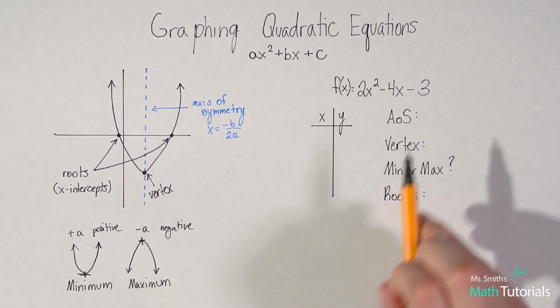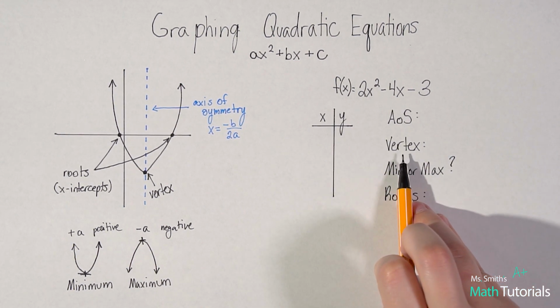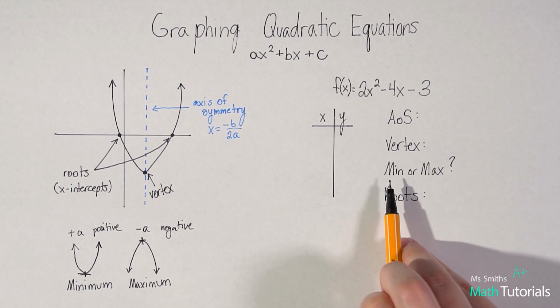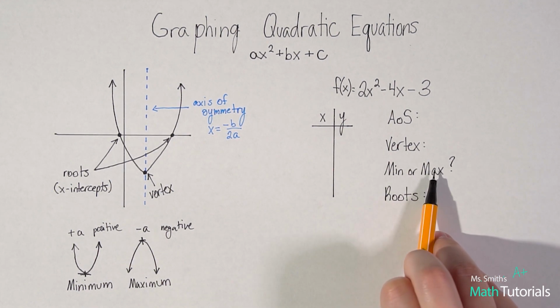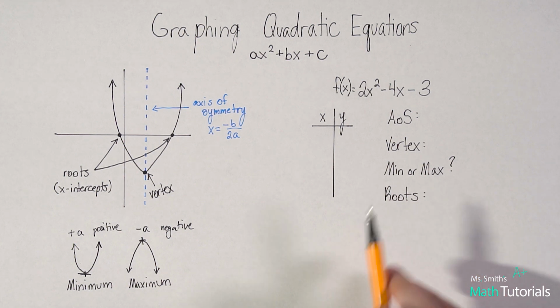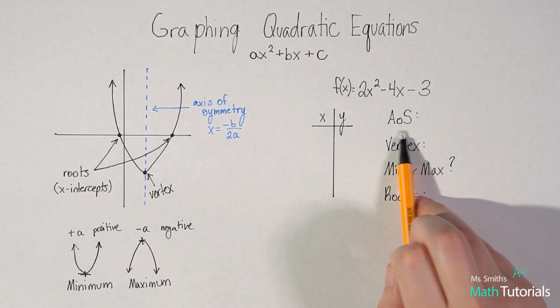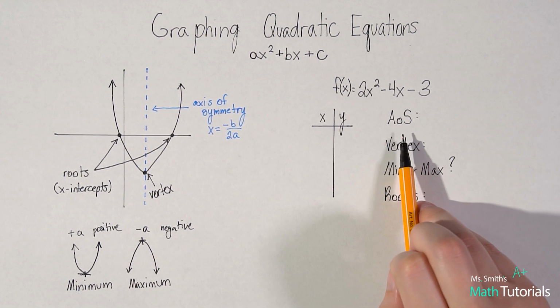So, a couple things I need to know. I need to be able to say the axis of symmetry. I need to be able to tell you the vertex. I need to be able to say whether it's a minimum or maximum. So does it open up or open down? And what are the roots? Now, what I love about this lesson is so much of this can be found out on the calculator. So let's start with just the axis of symmetry. This is a very calculator-heavy lesson.